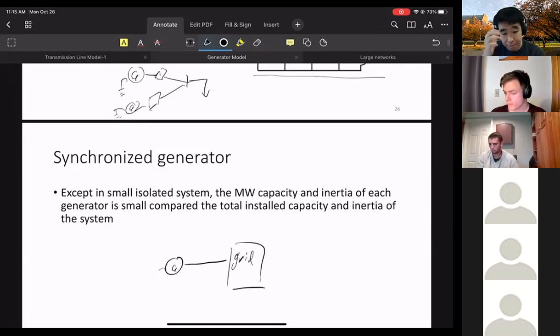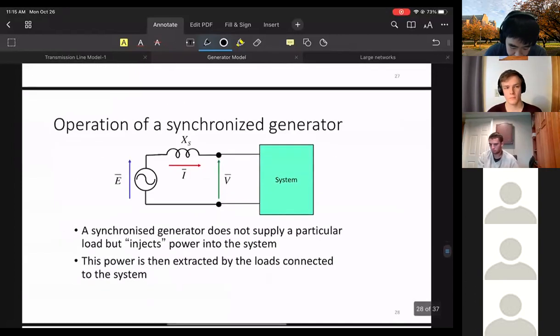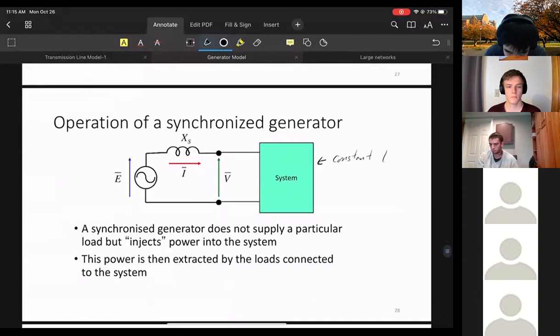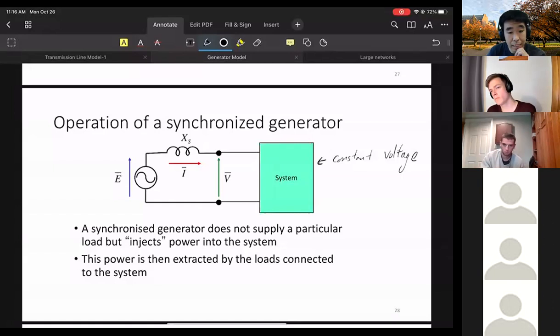So when we look at the system model of the grid, we often think of the grid as a perfect bus, basically an infinite bus, which means that the grid can always hold its voltage steady. So we always assume that this is a constant voltage. And our generator is quite small when we connect to the constant voltage grid. This is the assumption we'll make.